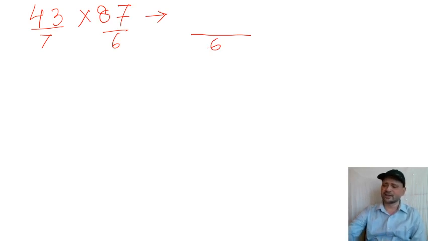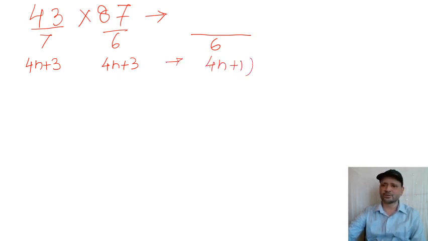The second thing is that this number is of type 4n plus 3, and this number is also of type 4n plus 3. Both are odd numbers. So if you multiply these two numbers, you will get a number which will be of 4n plus 1. So that is another thing. Then if you multiply them, normally its answer will actually be 3741.